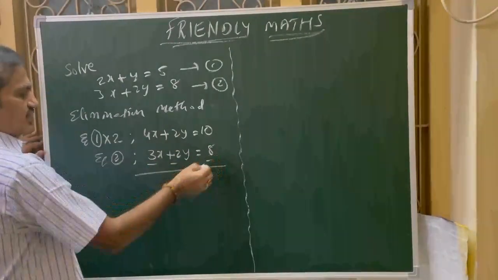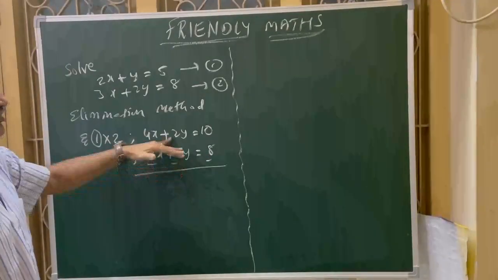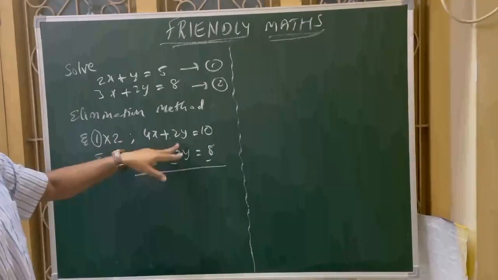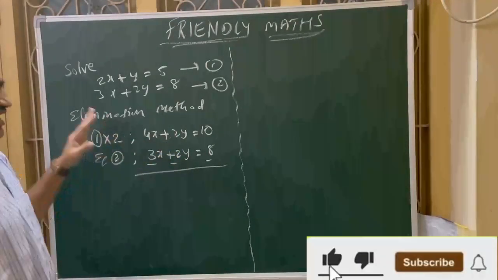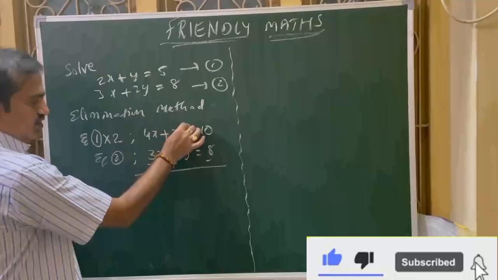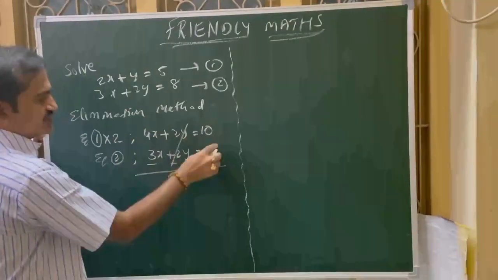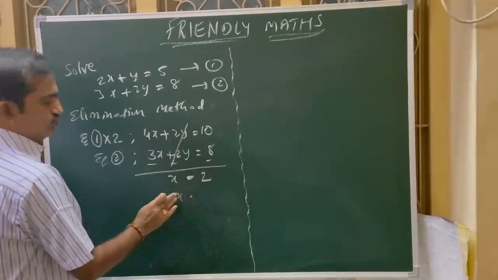Then subtract. If both have opposite signs, there is no need to change the sign and you go with addition. But now these two have the same sign, that's why we have to subtract. That's why we have to change the sign of the below polynomial. 2y and 2y cancel. 4x minus 3x is x. 10 minus 8 is 2. x is equal to 2.